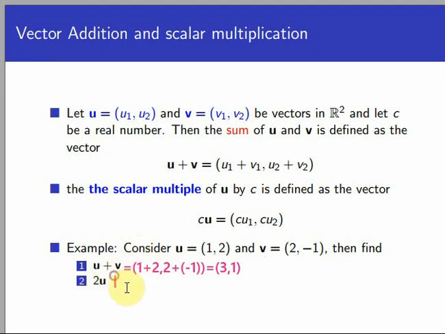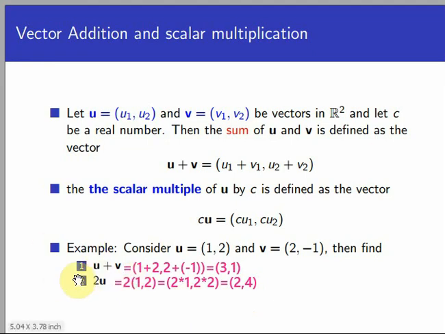What about 2u? 2u equals 2 times u, which is (1, 2). Here c times u equals c times u1, c times u2. So this equals 2 times 1, which equals 2, and 2 times 2, which equals 4. Yes, 2 times 2 equals 4.